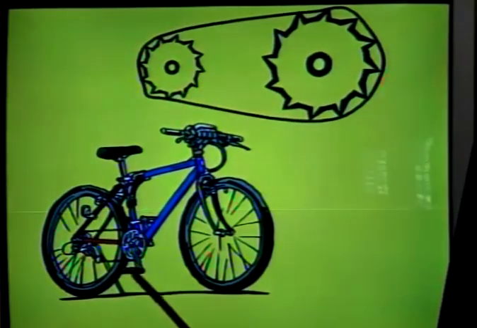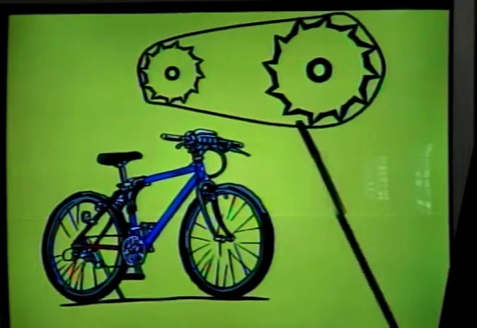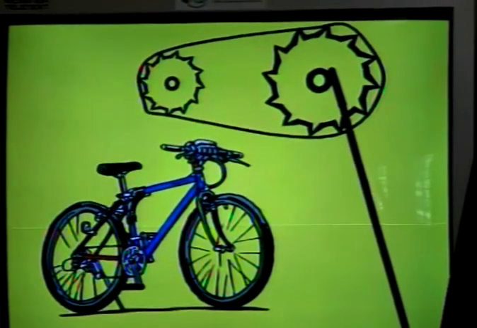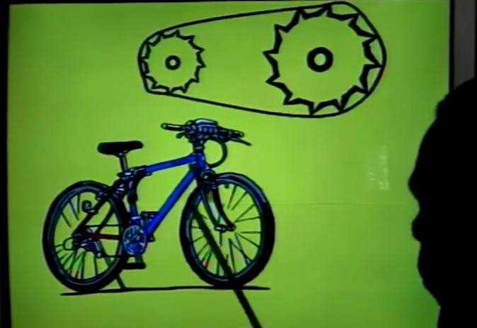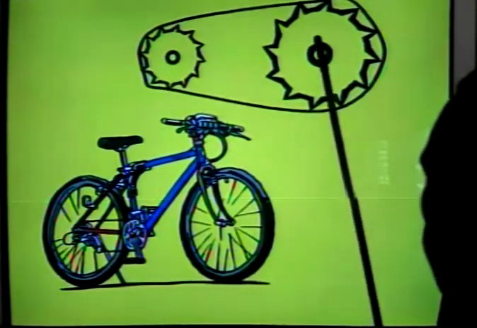Those are some of the importance of having gears on any one of these machines. The gear that is closest to the pedal will have to move once, and then that will move either 2 or 3 times. So in other words, it will magnify this.